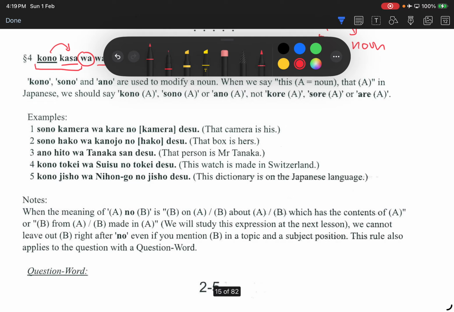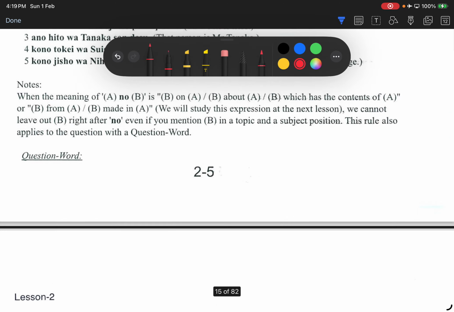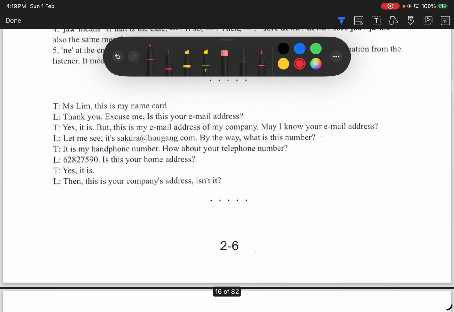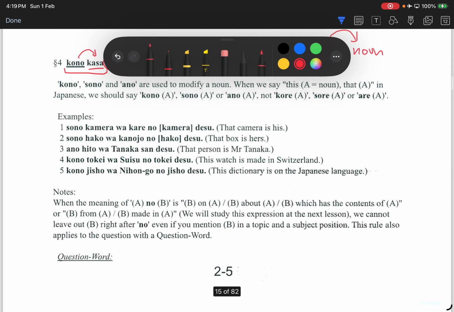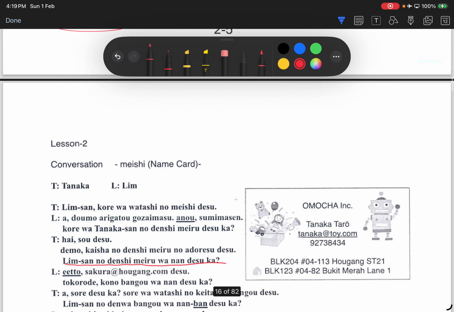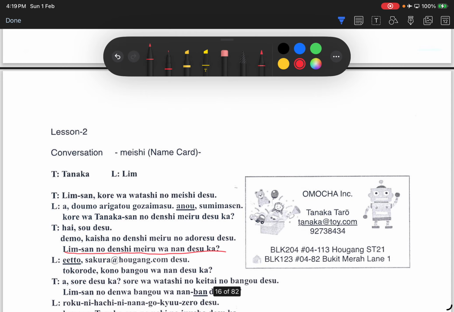Okay. Next we have a question word. Where is it? Oh, am I missing a page? Is there a question word and then they never say anything down there? My next page. Oh, I'm missing a page. Okay, never mind. I'll fix this one.